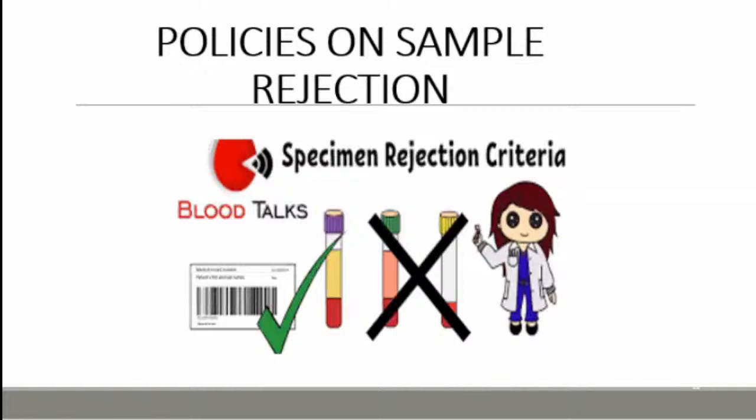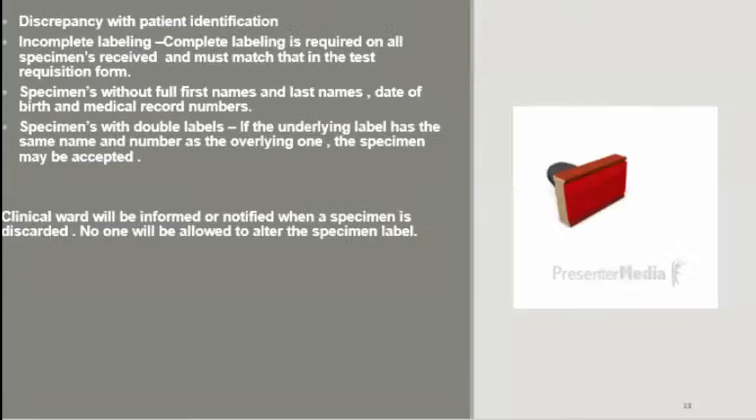So let's look at our policy on sample rejection. One of the quality assurance indicators implemented by transfusion medicine is specimen rejection, where we look at the number of specimens that are rejected due to error on requisition forms or specimens. Next slide. So these are some of the things that we've seen.